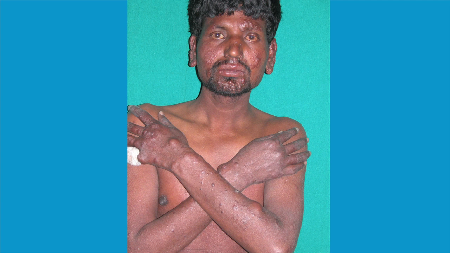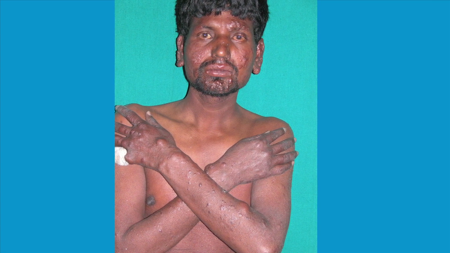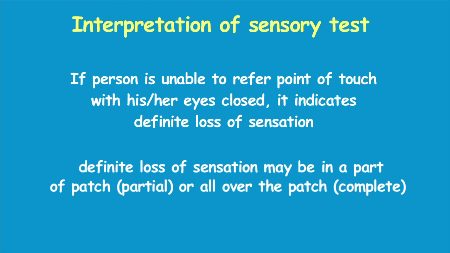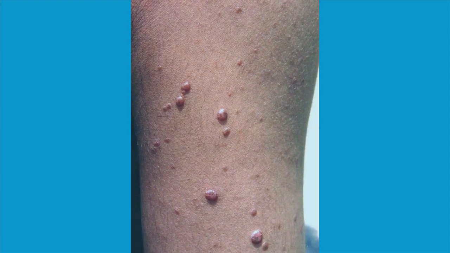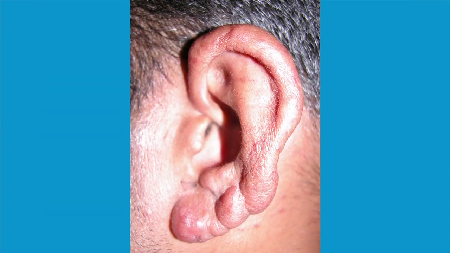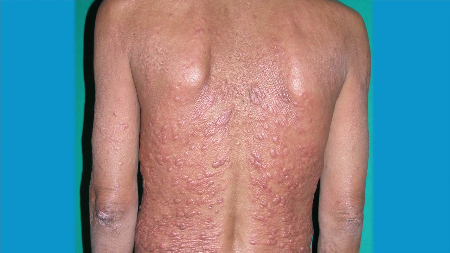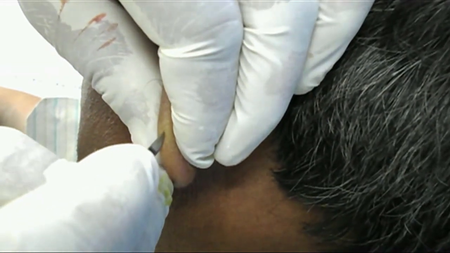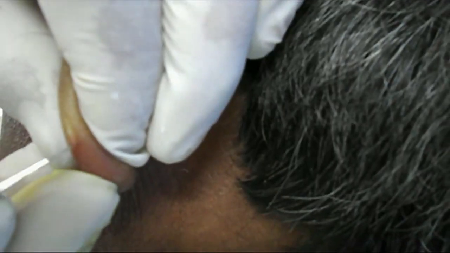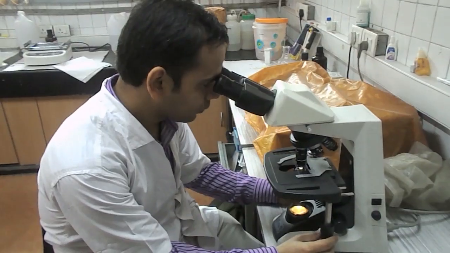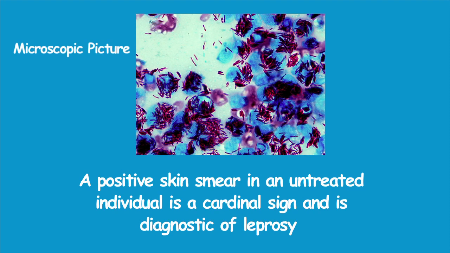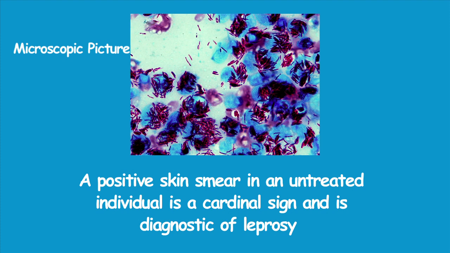If there is no loss of sensation in the skin lesions and no enlarged nerves, but there are nevertheless suspicious signs, such as nodules or swellings on the face or earlobes, or infiltration of the skin, it is important to try and get a skin smear test done. A positive skin smear in an untreated individual is a cardinal sign and is diagnostic of leprosy.